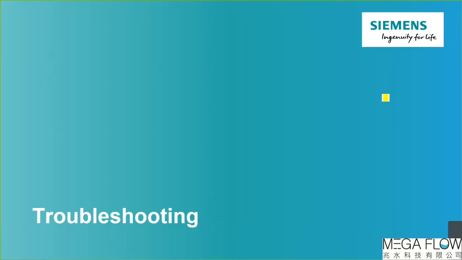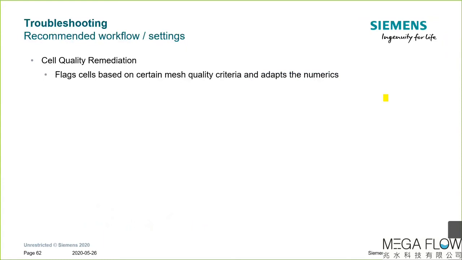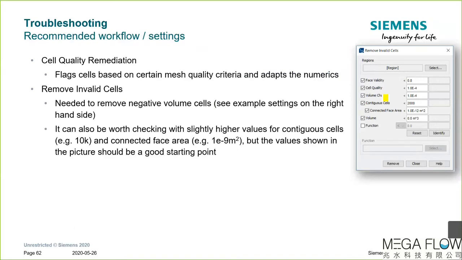Okay, last but not least, troubleshooting, an important aspect. So the recommended workflow is to use cell quality remediation. Well, when we are importing a super complex geometry, we wrap everything. It can happen that you end up with some low quality cells. That's why we use cell quality remediation. It's basically adapting the numerics, so switching to first order, something like that. Remove invalid cells. This is needed when we have a negative volume cell. As I said, it can happen with these complex geometries. Just remove it and you're good to go.